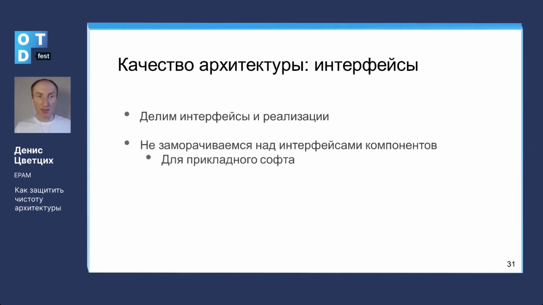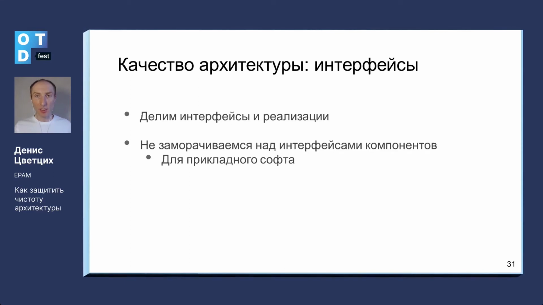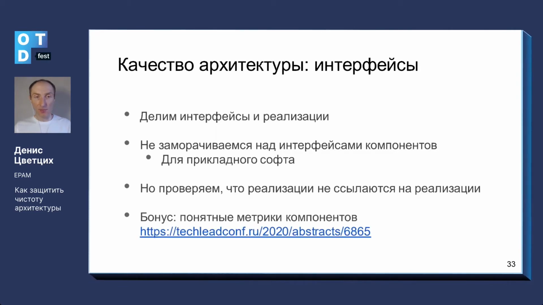My recommendation will be to split interfaces and implementations. By this we can control all of them together. Such advice is feasible for applied software. For libraries, they need to divide contracts of various components and remove some classes from that. We are checking implementations so that they don't refer to other implementations. We don't want to have a reference from service implementations to other implementations.